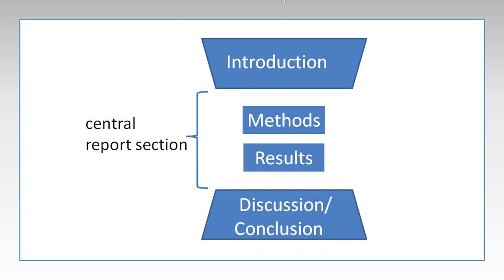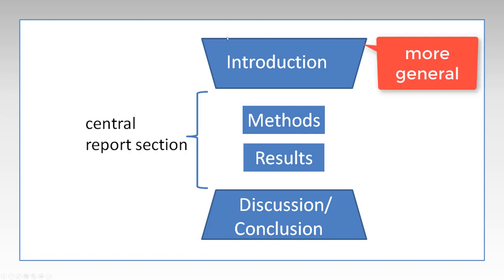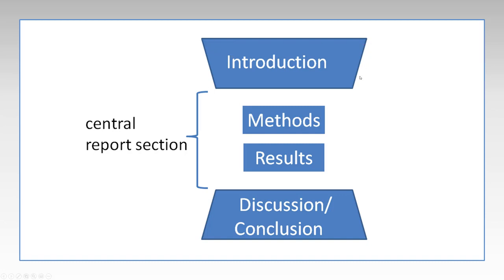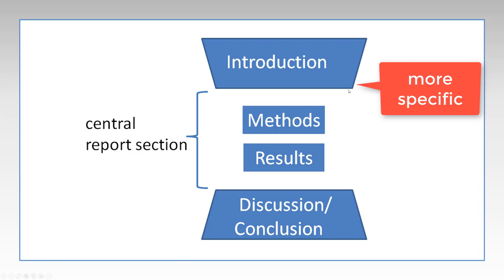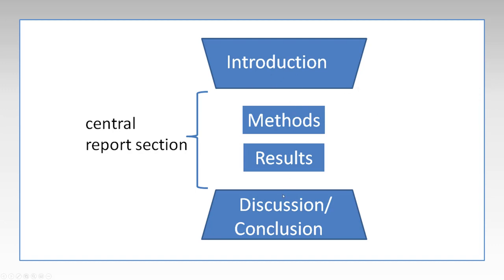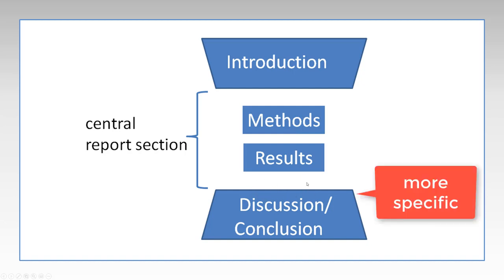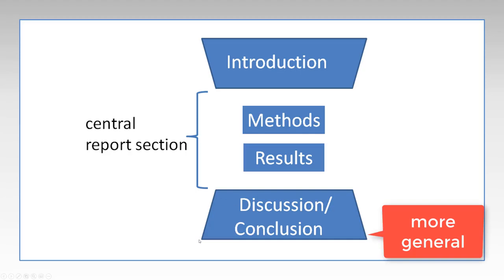Now you can also see in the shape of this diagram that it's wider at the top and more narrow in the middle. And the meaning of that is that at the beginning of the introduction, the paper is more general, and then it becomes more specific to the topic of your study. And then in the discussion section, it goes back from specifically about your experiment to going more general again.